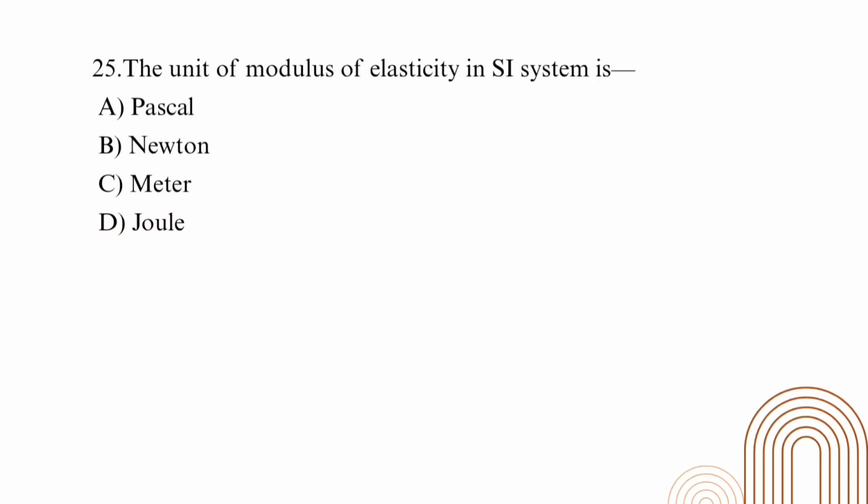Now the next question, question number 25. The unit of modulus of elasticity in the SI system is, and the options are: option A, Pascal; option B, Newton; option C, meter; and option D, joule. And the correct answer is option A, that is Pascal. The unit of modulus of elasticity in the SI system is the Pascal.